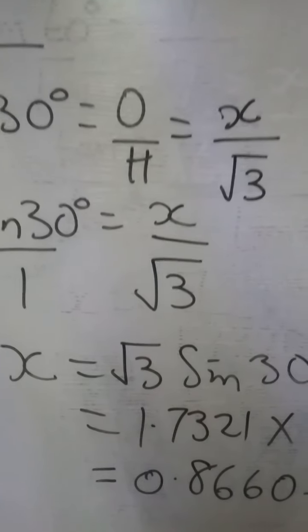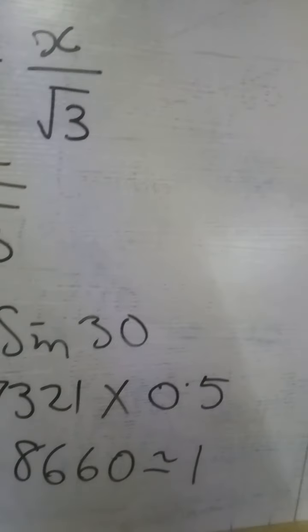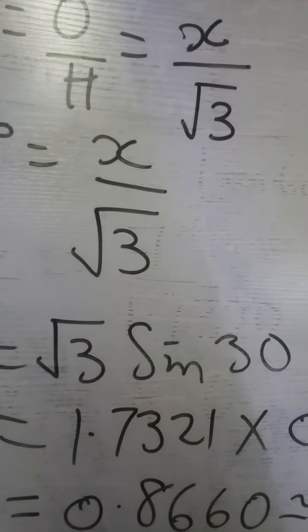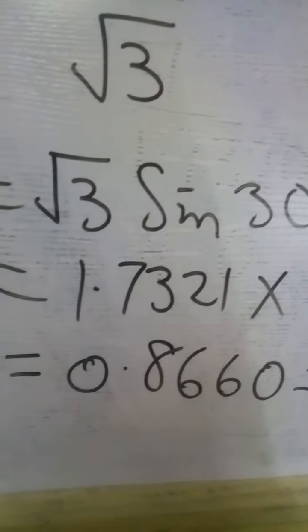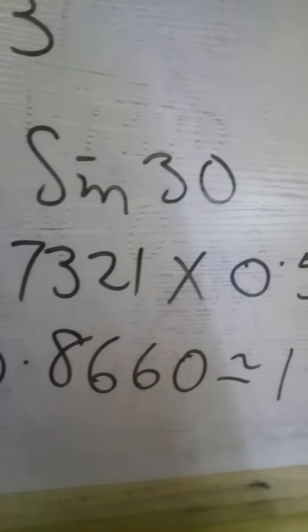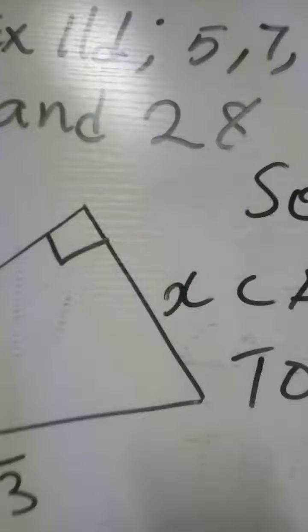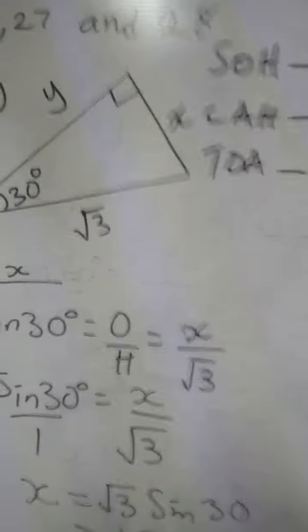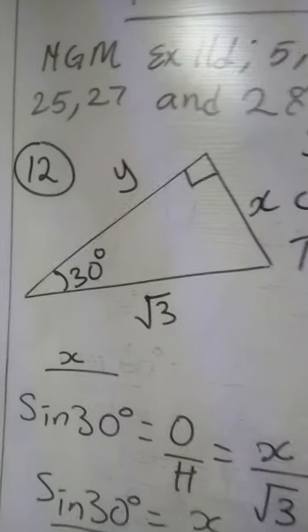So sine 30 gives me 0.5, and √3 gives me 1.7321. So when I multiply the two together, I have 0.8660, which is approximately equal to 1. So that means my x here has been found to be approximately equal to 1. And if I have to use that to find y, then I use Pythagoras theorem.